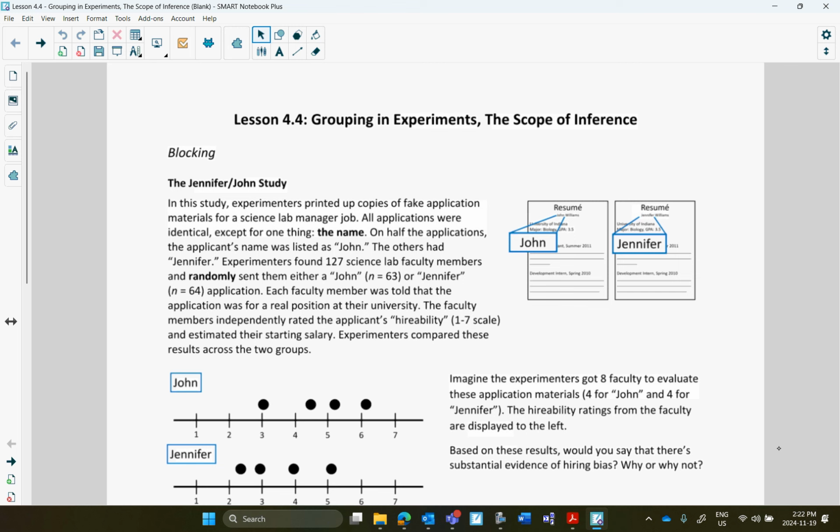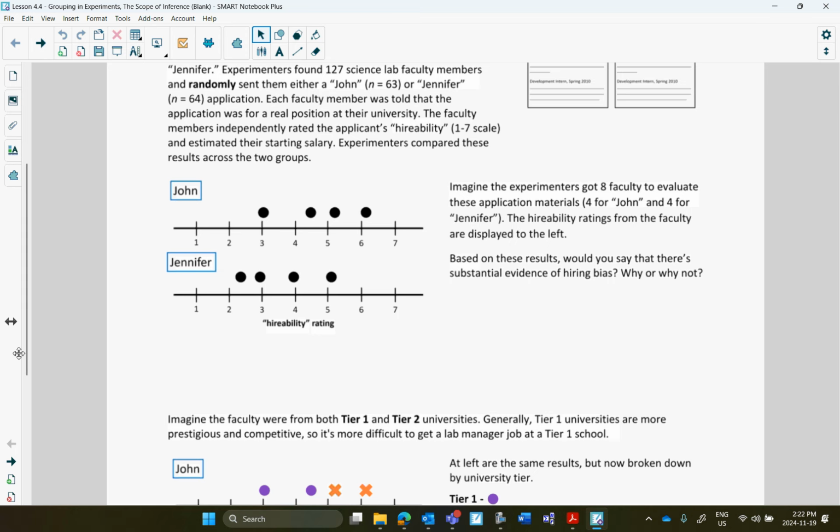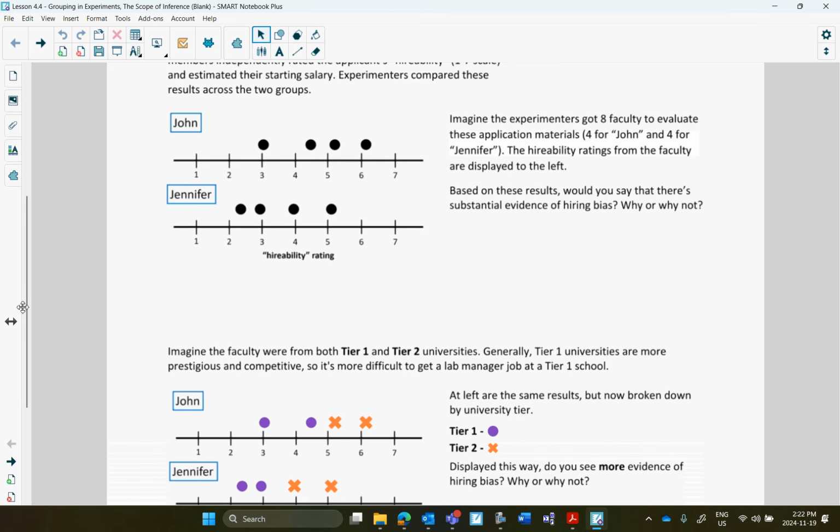So remember, we got the Jennifer John study. Everything was identical on their resumes except for the names. It was sent to 127 science faculty lab members who rated the applicant's hireability and estimated their starting salary. So imagine the experimenters got 8 faculty to evaluate. We're just going to keep the numbers simple. 4 for John, 4 for Jennifer. And then you see the hireability ratings. These 4 faculty members had John, and those are the favorability ratings they gave him. And then the same with Jennifer below.